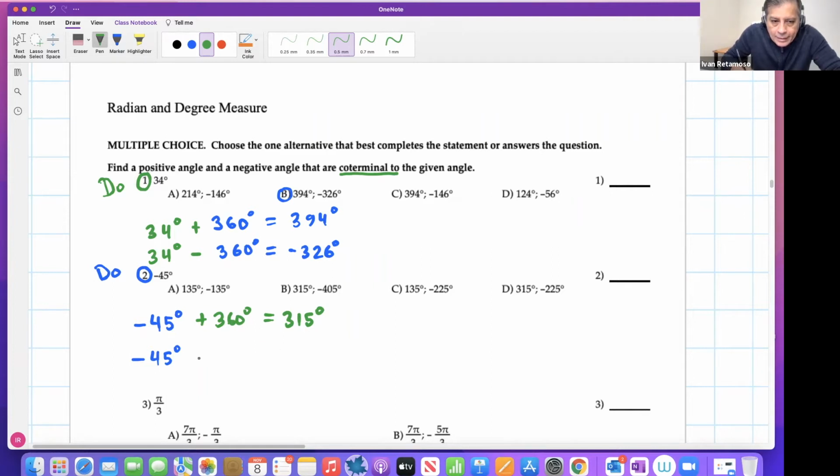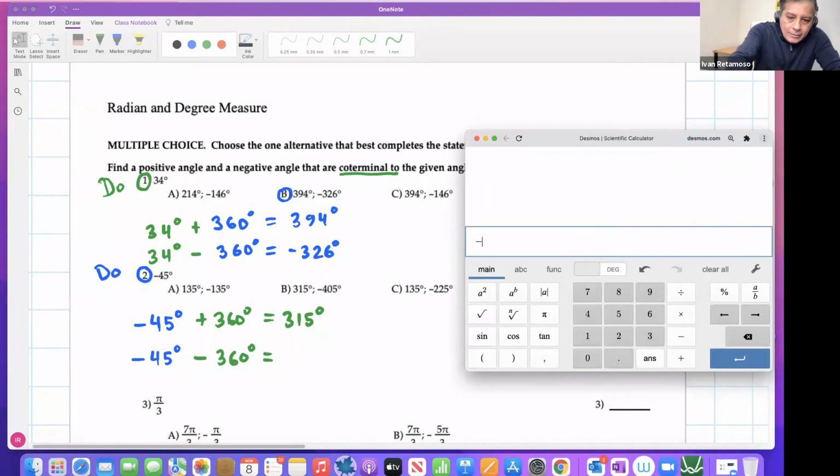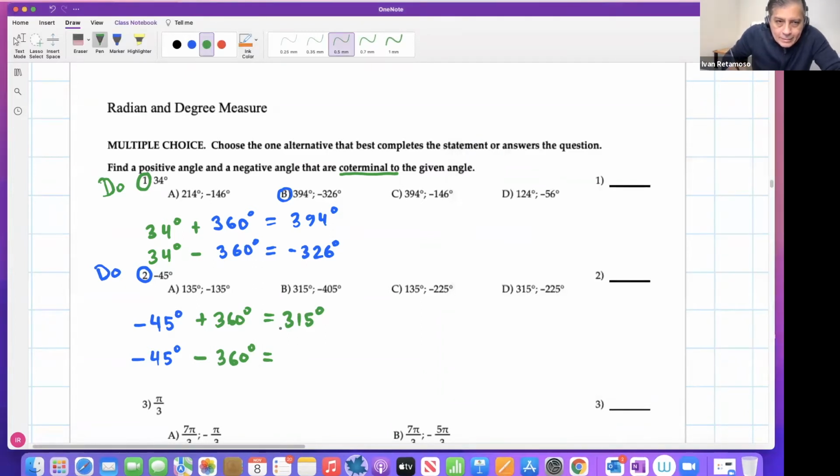And now to get a negative coterminal angle, subtract 360, right? So minus 45 minus 360 equals negative 405 degrees. And that's it, negative 405 degrees. And this is telling us that the answer should be this, right?